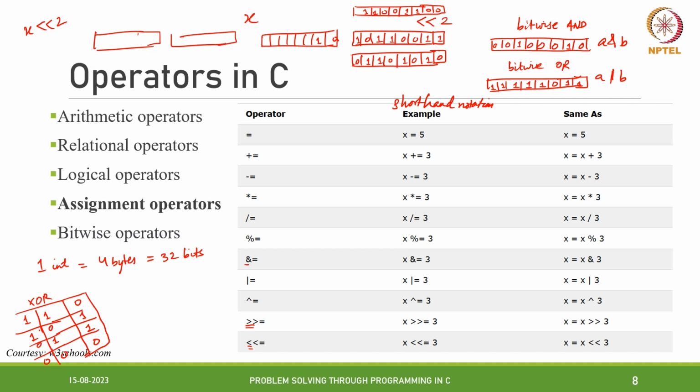So if both are ones or both are zeros, it will give you 0. If only one of them is 1, then it will give you a 1. So just do the same thing with each corresponding bit here, and that will give you the bitwise XOR operation. Is it clear? Yes. Okay.